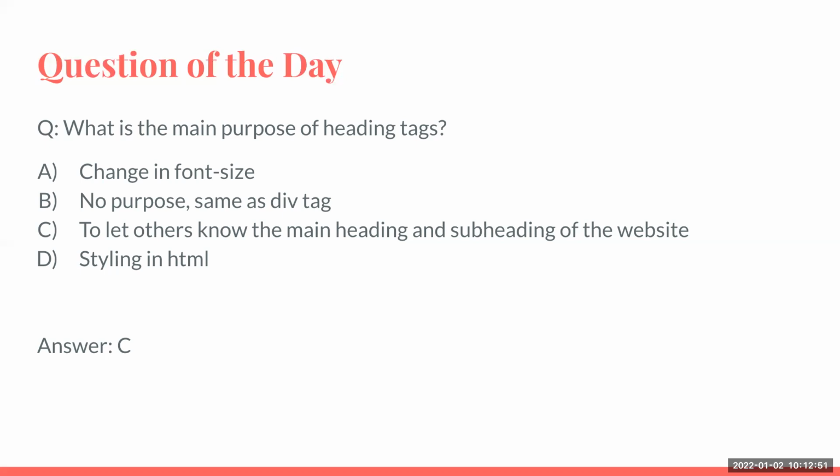It's different from the div tag we talked about because it provides more information about the content. And C is correct because it lets others know what the content means, like the heading, because we use a heading tag, so it should be a heading. And D, styling in HTML, is also wrong because, same as A, we didn't actually use it for changing the style. We just use it for the content, like using the semantic tag to give more description.